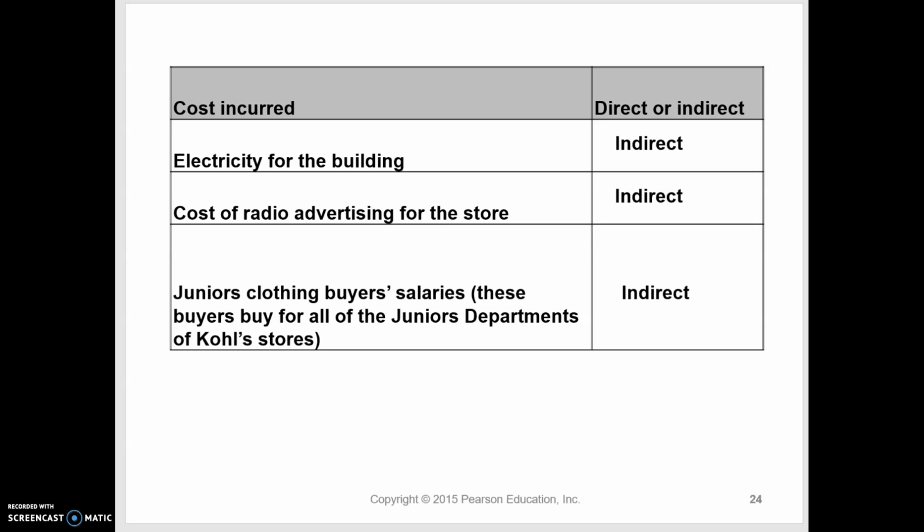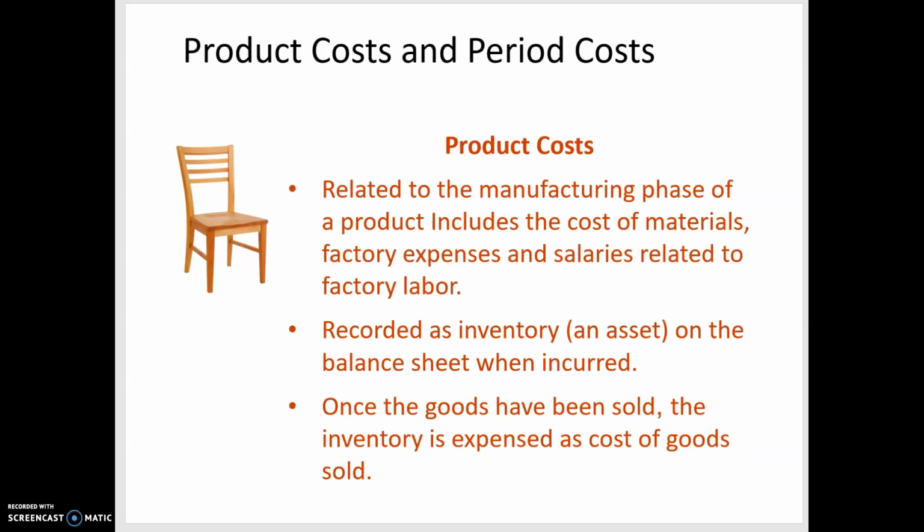Another thing that's going to be really important is distinguishing between product costs and period costs. So product costs are all the costs that are incurred for a product. So the materials, the salaries, all the indirect expenses. And so any of your product costs are going to be an asset on your balance sheet.